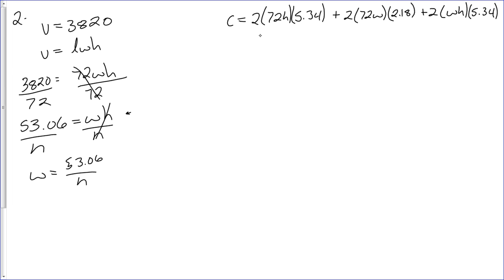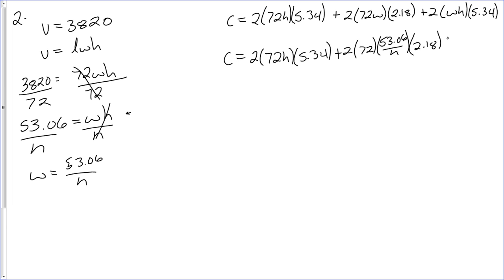All right. So now we can substitute in for some of these variables that we know. So C equals, we don't know what H equals, so we'll just leave H in here, and that's the variable we're going to solve for. Plus 2 times 72. Now, width, we solved for W over here. Width is 53.06 divided by H times 2.18 plus 2 times length times width times height, which is 53.06 times 5.34. Now, just simply simplify this together.